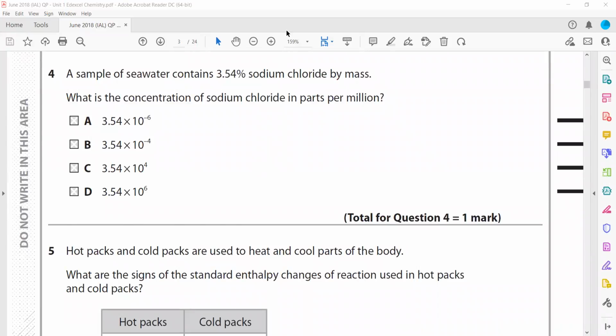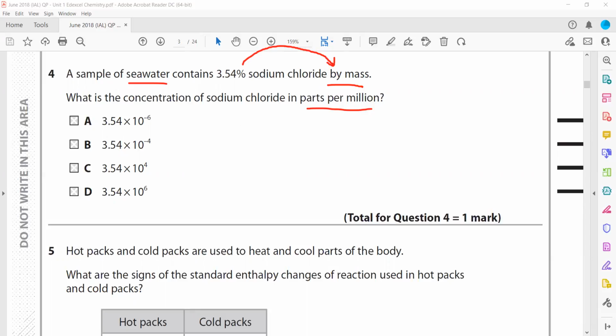In question 4, a sample of seawater contains 3.54% of sodium chloride by mass. What is the concentration of sodium chloride in parts per million? This is a percentage. If you have 100 grams of seawater sample, it will have 3.54 grams of sodium chloride.